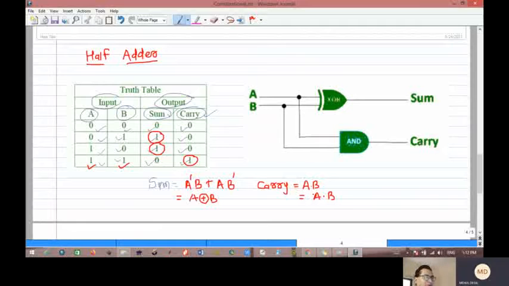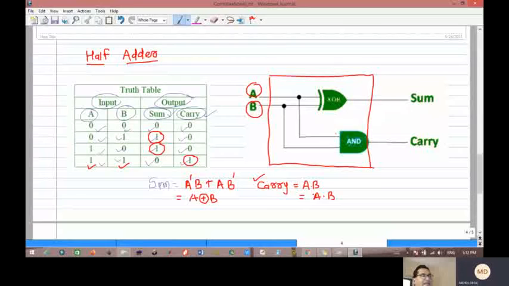So for the carry, A and B are the inputs. For the carry, we apply an AND gate, so we get the carry. And for the sum, we use the XOR gate. So this is the input, 2 inputs, and this is the combinational circuit, a box with 2 inputs and 2 outputs, in which XOR and AND gates are there. So this is the half adder, because we are considering only 2 bits, and we are not considering any carry. So this is the half adder.